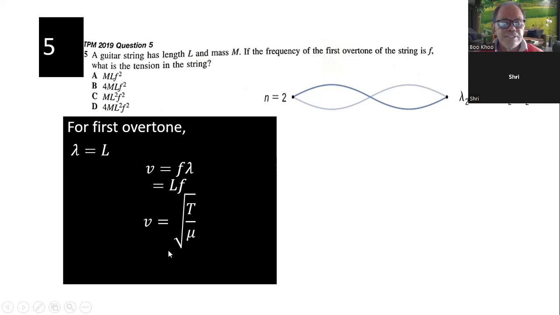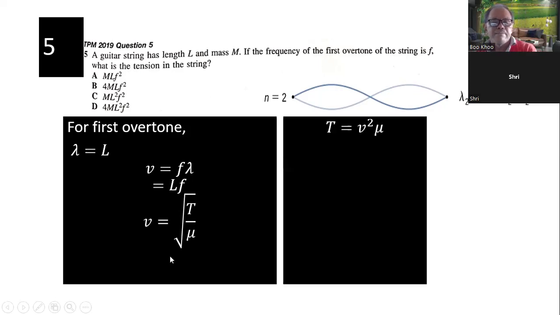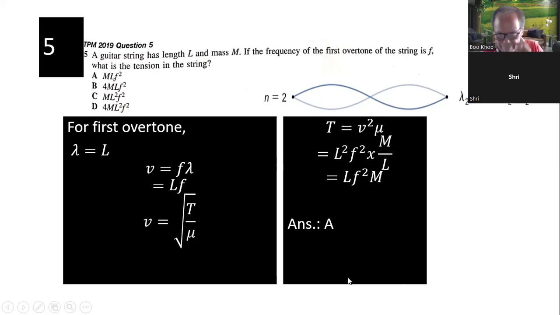So you want to find tension, square that. So you get V square, take the mu across there. T is V square mu. Put in your V, which is here: L square, F square. Mu is just your M over L. That's your answer. L cancel. Still got one L, F square M. Okay.